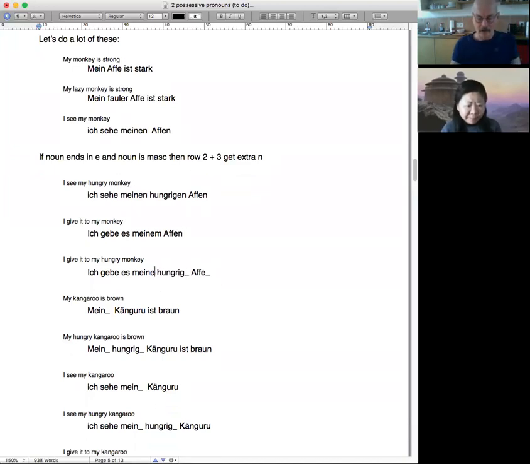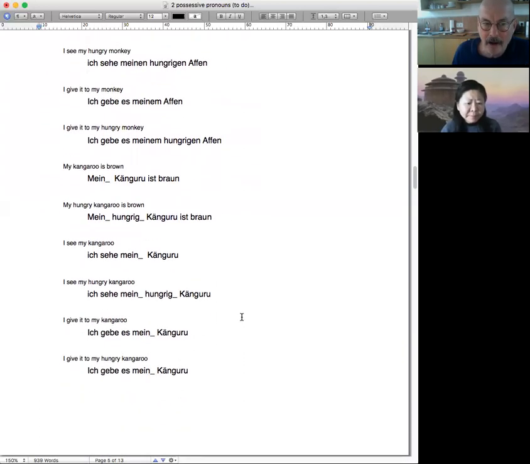Well, this is the same. Meinem. Hungrigen, E-N. Use the pot, but it's not in the pot. And this is: ich gebe es meinem hungrigen Affen.